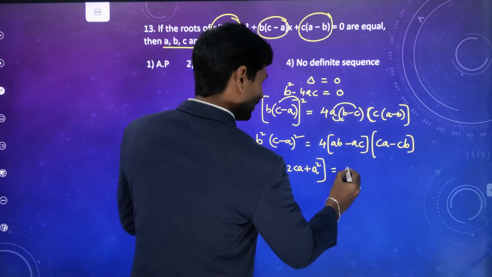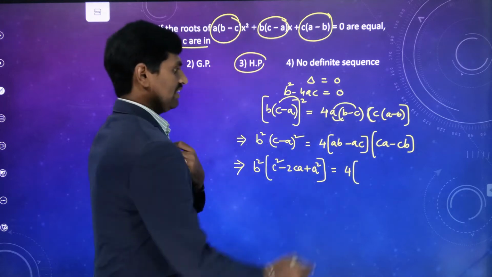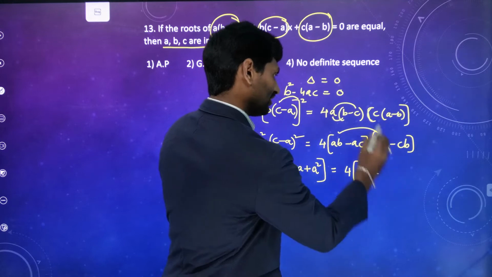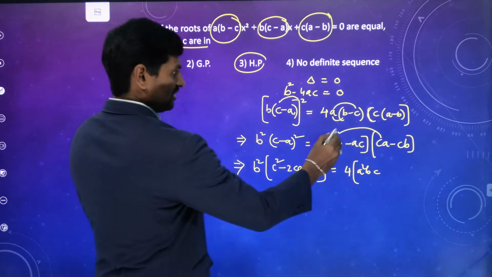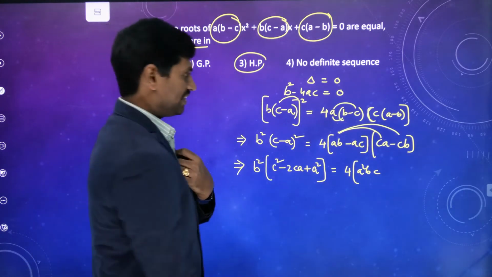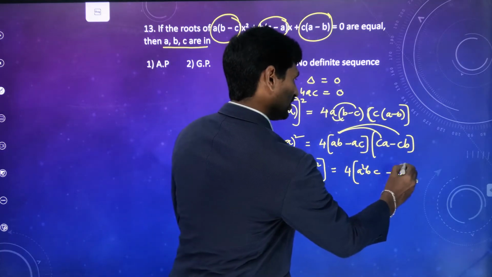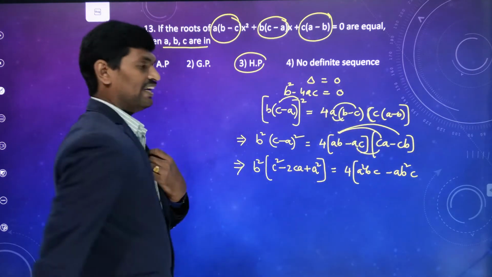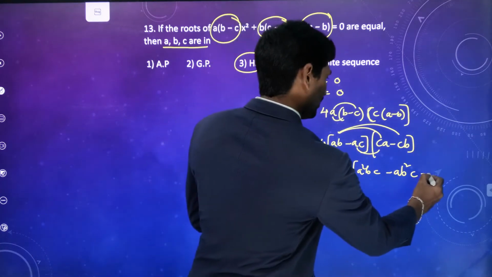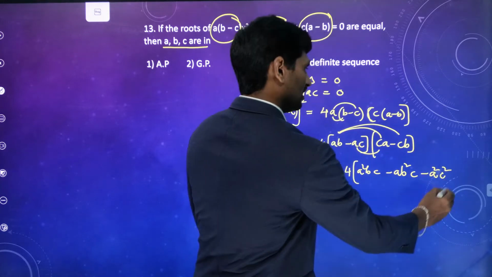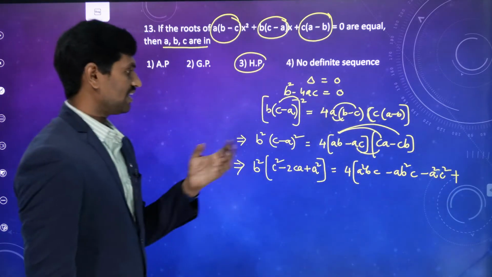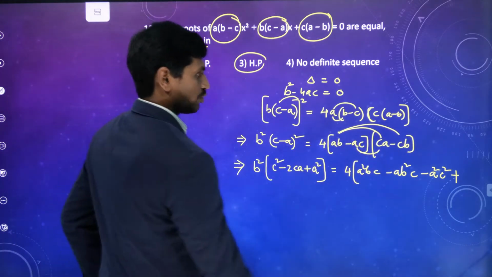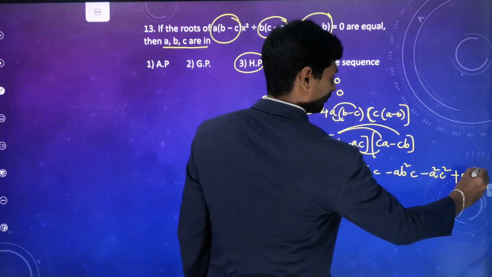Now here also you just multiply. AB into CA, that is A square BC. Okay. Now AB into CB, minus AB square C. Next, AC into AC, A square C square with minus symbol, and minus into minus becomes plus. Last, AC into CB, AB C square.